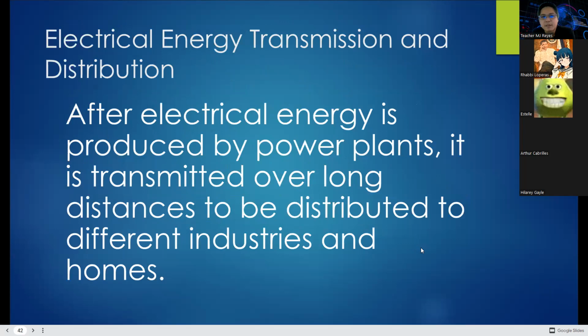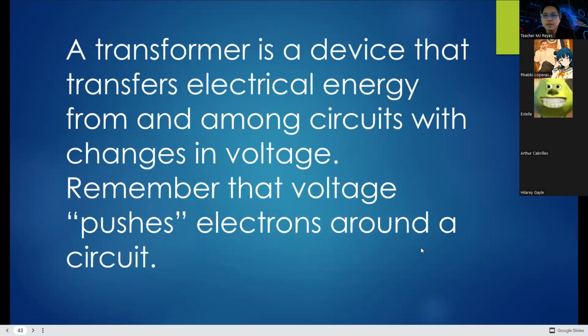Electrical energy transmission and distribution. After electrical energy is produced by power plants, it is transmitted over a long distance to be distributed to different industries and homes. The transformer is a device that transfers electrical energy from and among circuits with changes in voltage. It is the one responsible for changing the voltage of these currents. Remember that voltage pushes electrons around the circuit.